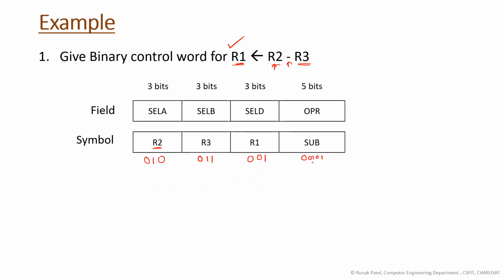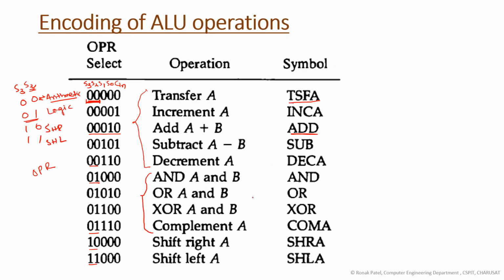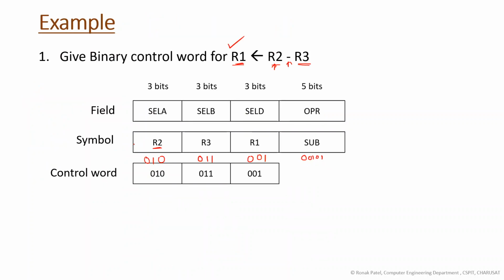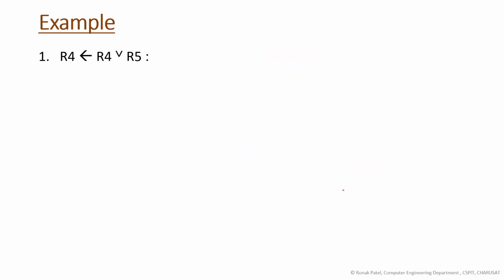Let's see the previous table. So subtraction, 0 0 1 0 1, right? So now this is your control word. These 14 bits will be passed to your CPU, and then the CPU will perform this operation, right?